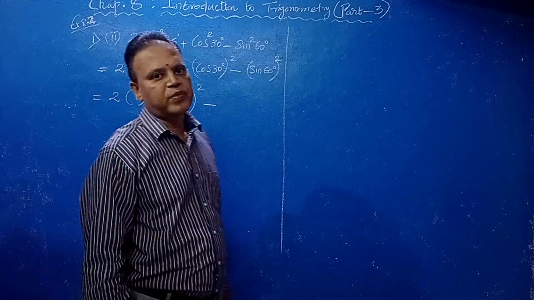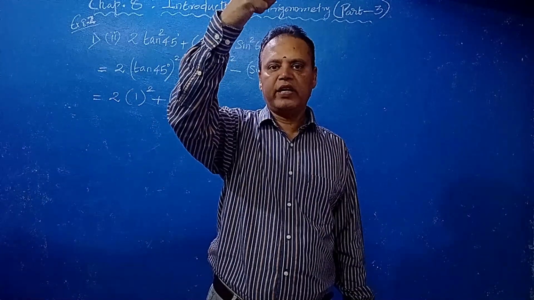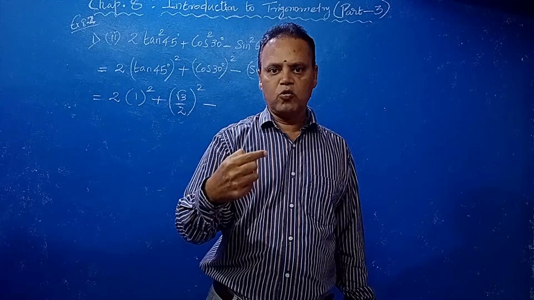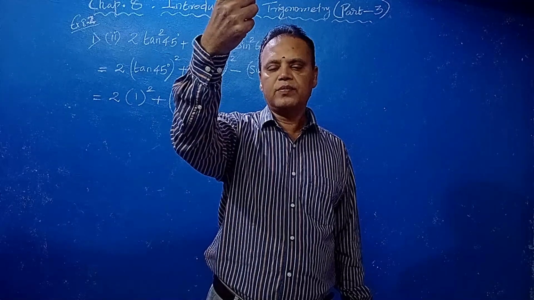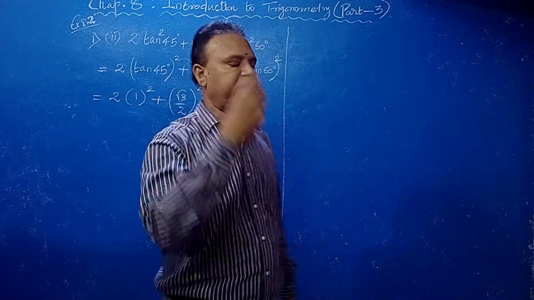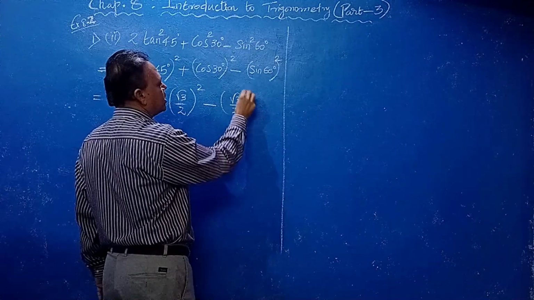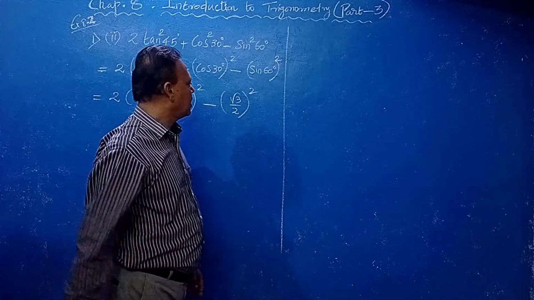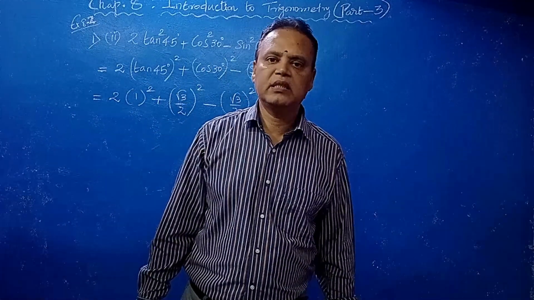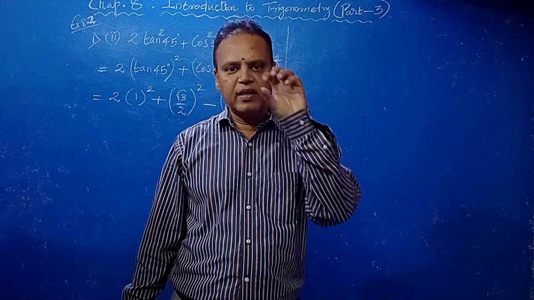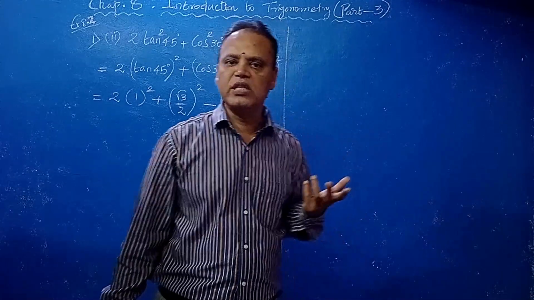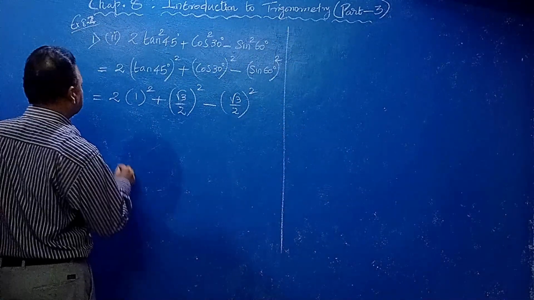Sin 60. The 60 degree angle is vertical. The opposite side is what? Root 3. Hypotenuse is 2. So root 3 by 2. Very simple. Just recall the diagram and we can easily write it. Bring the diagram in front of your eyes and you can easily write. That is the technique.